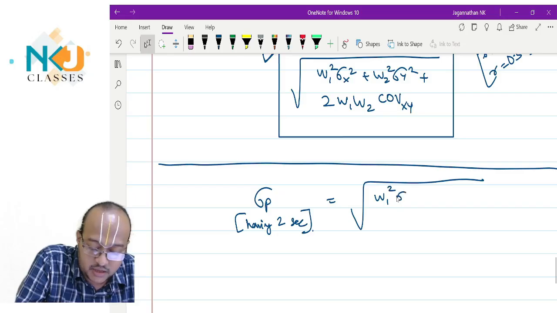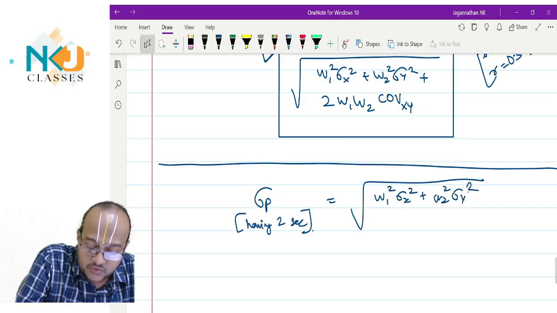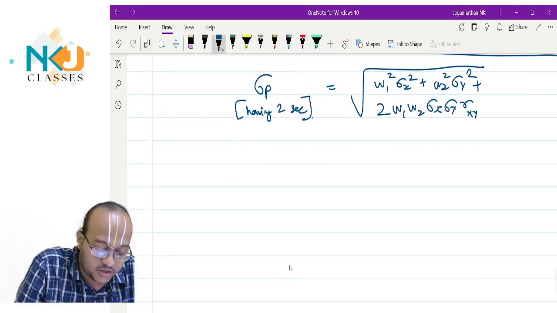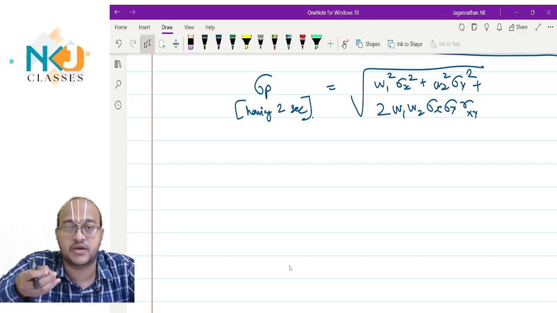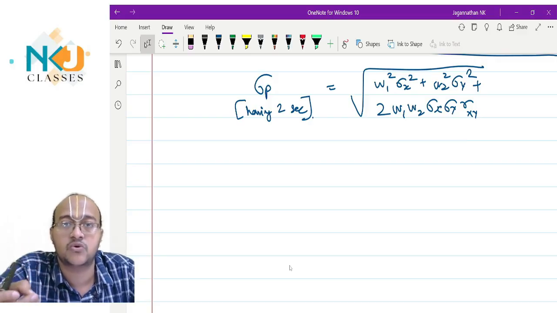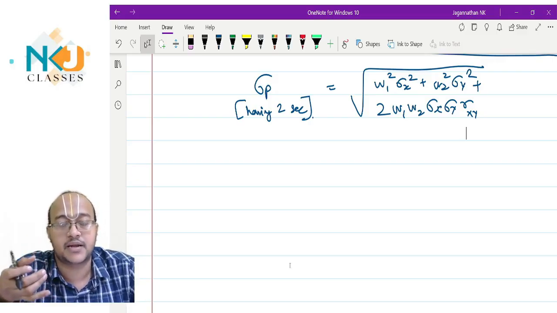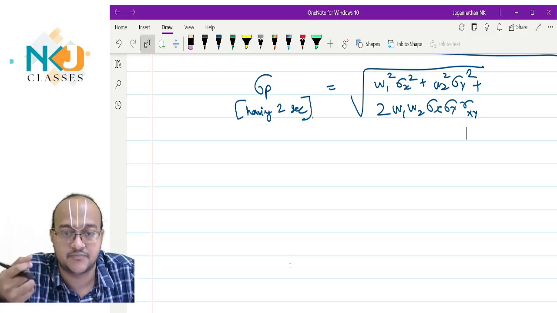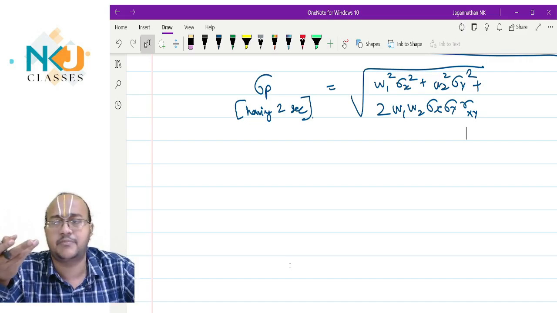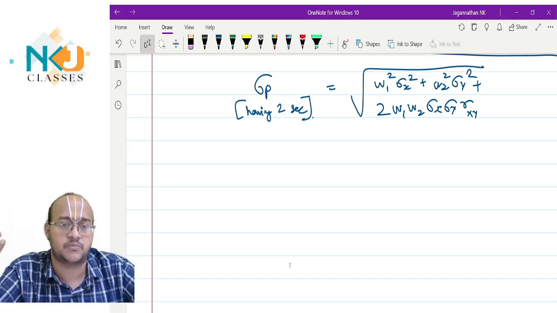W1 square sigma x square plus W2 square sigma y square plus 2 into W1 W2 sigma x sigma y r x and y. Correct? Now when you want to compute, ideally, for example purpose we are taking a two security portfolio for simplicity, but in a real scenario the portfolio will consist of many assets, not only two assets. It might be a 10 security portfolio, it might be a 15 security portfolio.